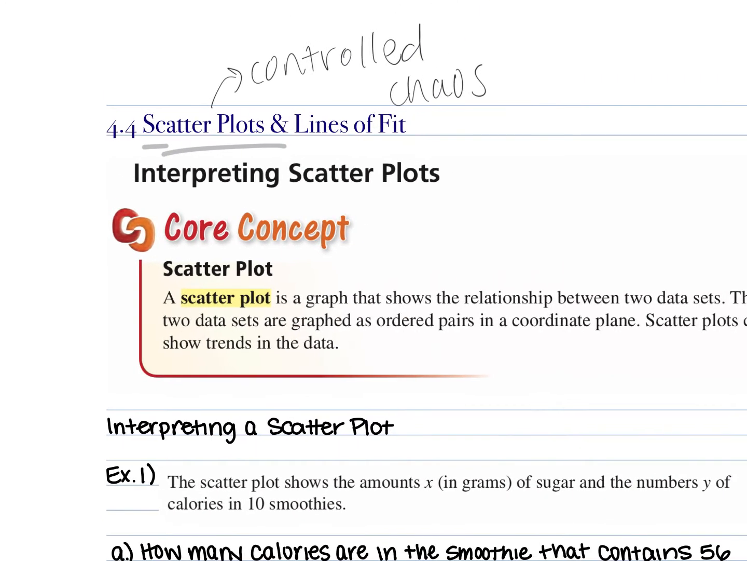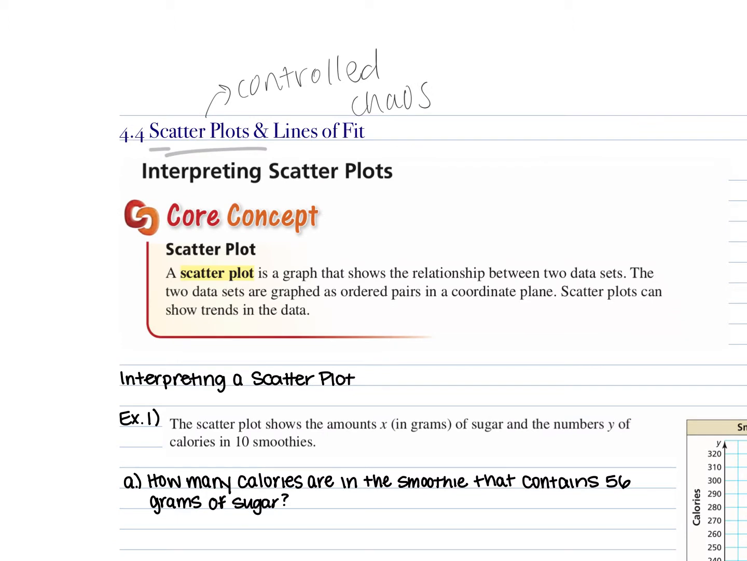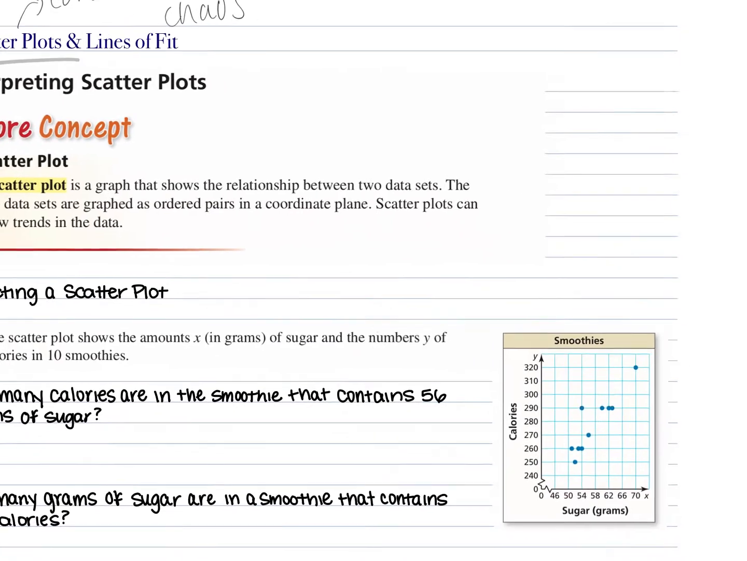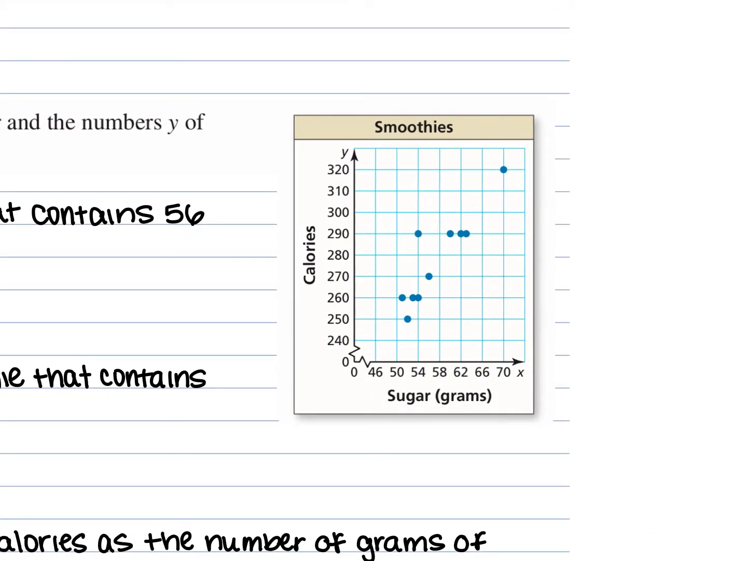So a scatter plot is a graph that shows the relationship between two data sets. The two data sets are graphed as ordered pairs in a coordinate plane, and scatter plots can show trends in the data, okay? All right, so when we're interpreting a scatter plot, they gave us a scatter plot in the first example, and we're asked some questions about it, okay? Before we start to answer these questions, let me give you some background information.